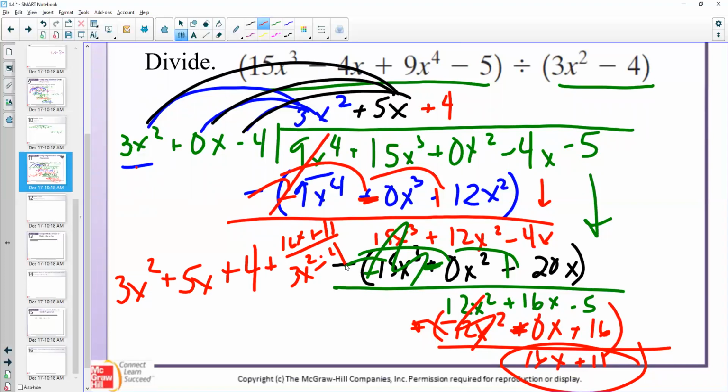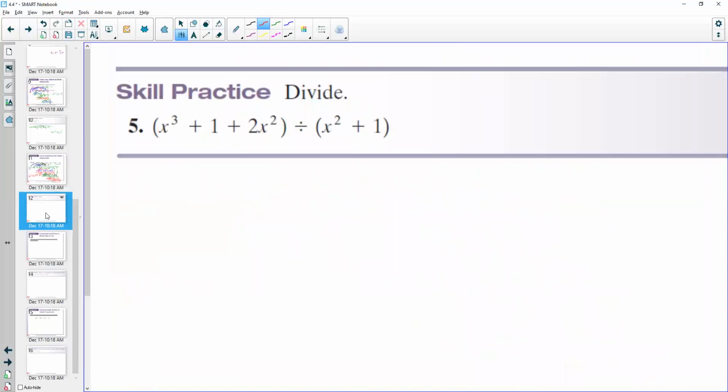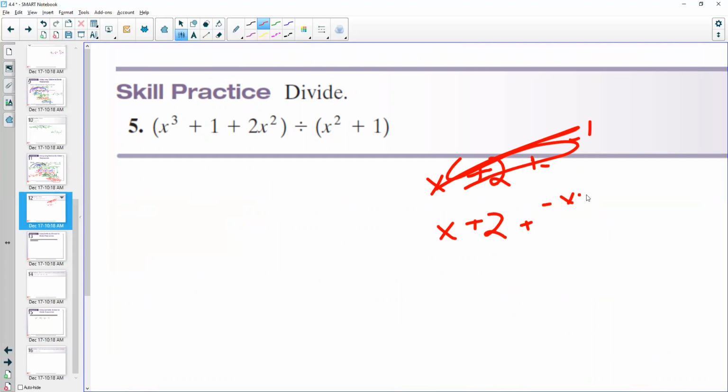All right. You try one more of those, and then we're on to the last method. So standard form once again. Try them. When you get this one finished, you should get x plus 2, plus negative x minus 1 over x squared plus 1. Okay, that is what that turns out to be.